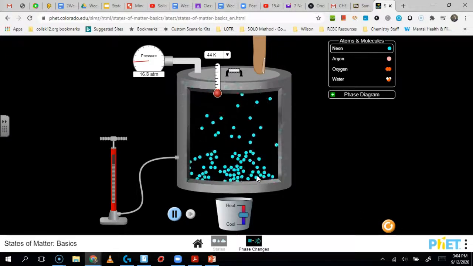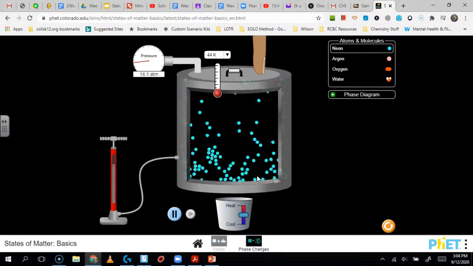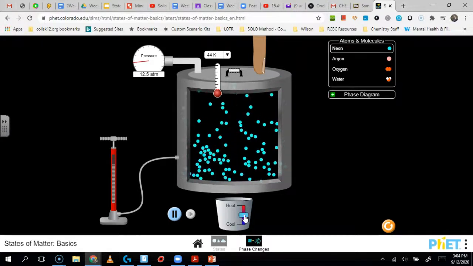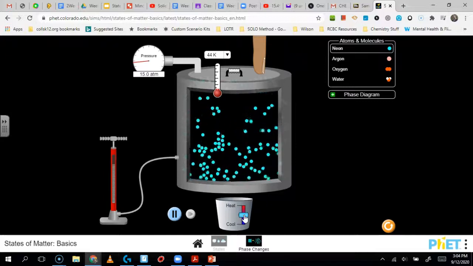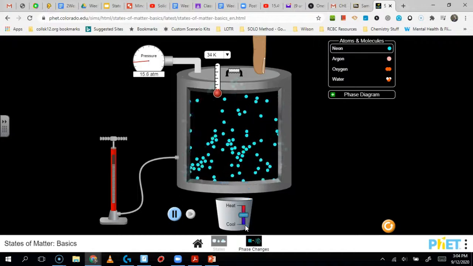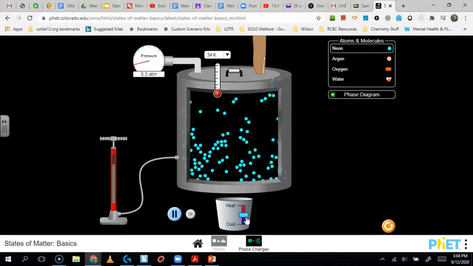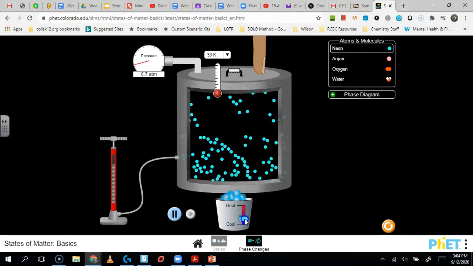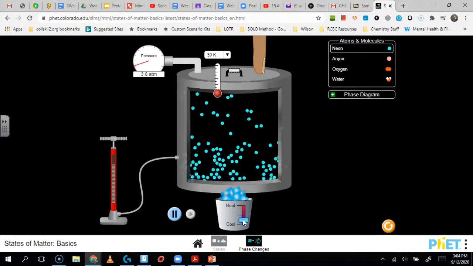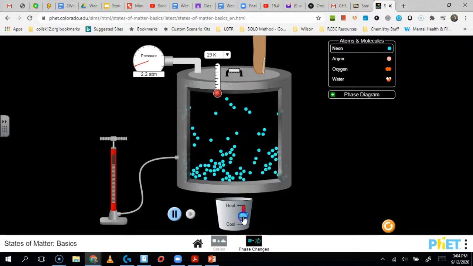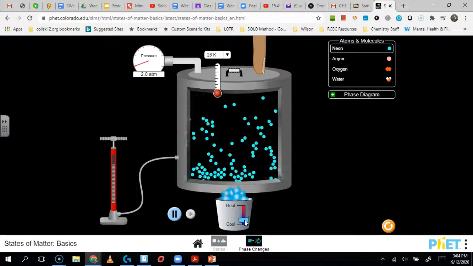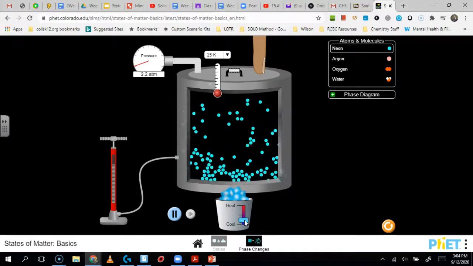Okay. Now, the state changes that require us to push them closer together or cause them to move less, well, if we go from a gas, here's a gas, I'm going to cool this down now. So I'm going to go from a gas to a liquid. Notice now the particles are starting to bunch up a little. They're starting to become a little bit attracted to each other. Okay, so when they do that, that's going from a gas to a liquid. That's condensation.